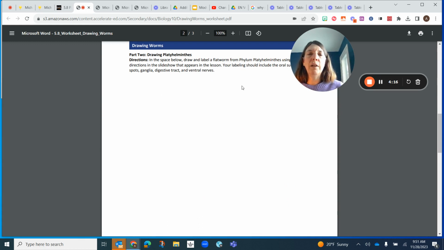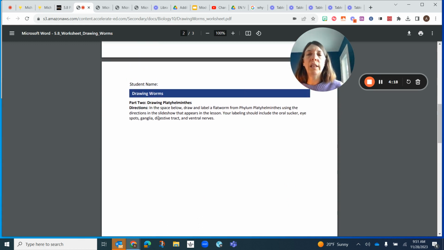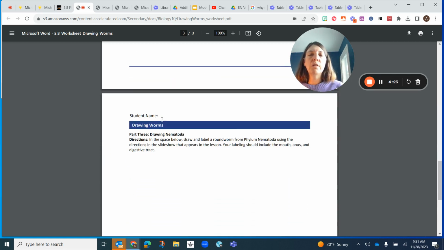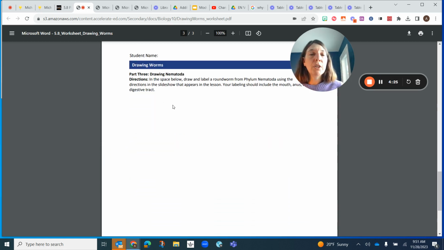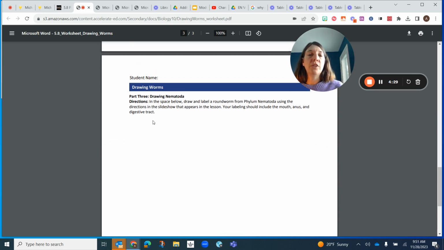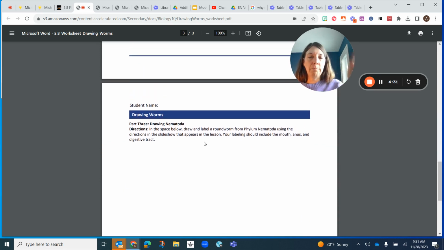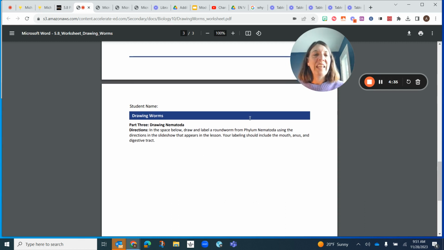In the platyhelminth, we have the oral sucker, the eye spots, the ganglia, digestive tract, and the ventral nerves on the outside. And finally, the nematode, which is very simple: mouth, anus, and digestive tract. But it's that big rounded thing, or roundworm as they're often called. And that's what you have to do for this assignment. Good luck.